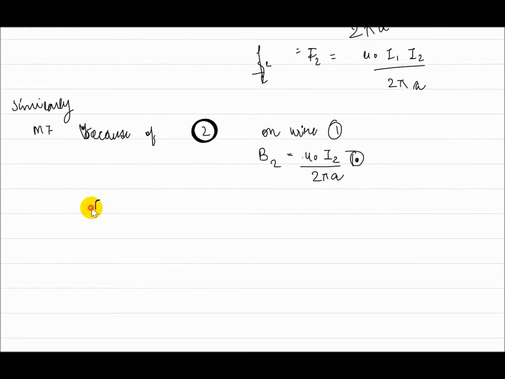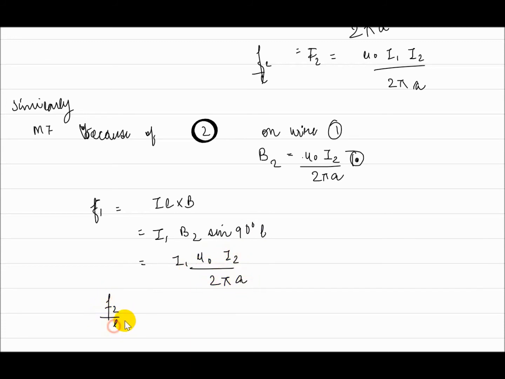force experienced F1 will be equal to IL into B, which is I1 B2 sine 90 into L. So I1 μ0 I2 upon 2 pi A, and F1 by L, the force on wire 1, will be equal to μ0 I1 I2 by 2 pi A, and this will be towards wire 2.